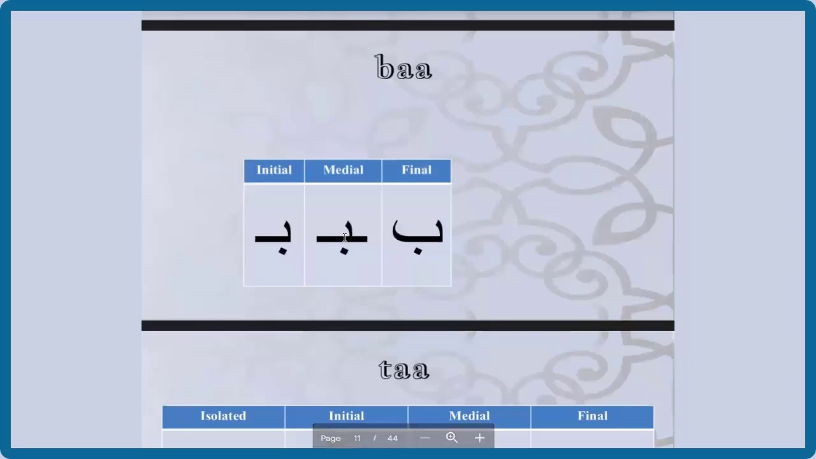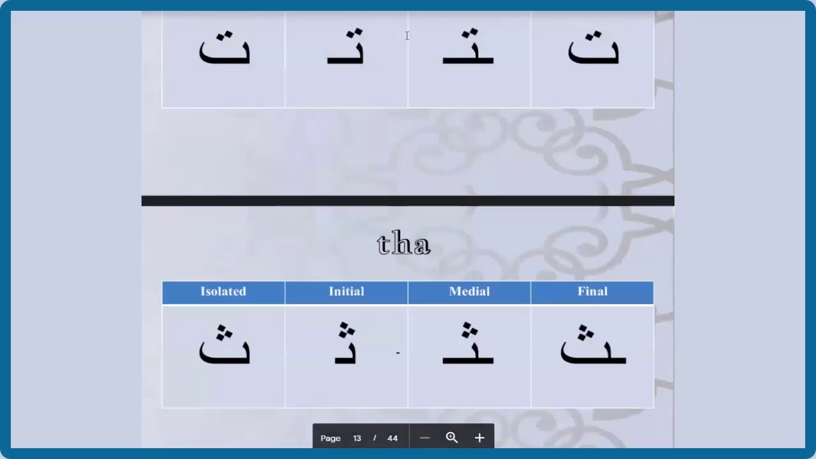It is the same way in the medial form. We can see that it's just the same. This is the connecting form of ba, and again it has one dot at the bottom. In ta, you will find two dots at the top. In tha, three dots at the top, okay?